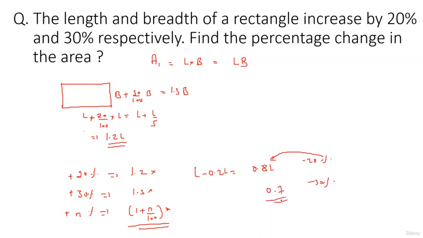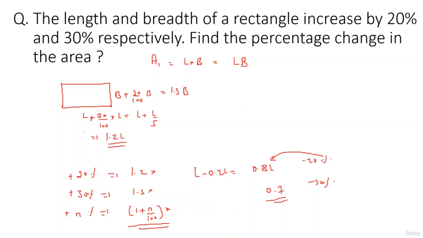Okay, I want this to be really very clear, because if you understand this much, your problem solving becomes really very easy. You can browse through the questions very, very quickly if you understand this, by solving it very quickly. Okay, so we have found the new length. The new length is 1.2 L, and we have also found the new breadth, which is 1.3 B.